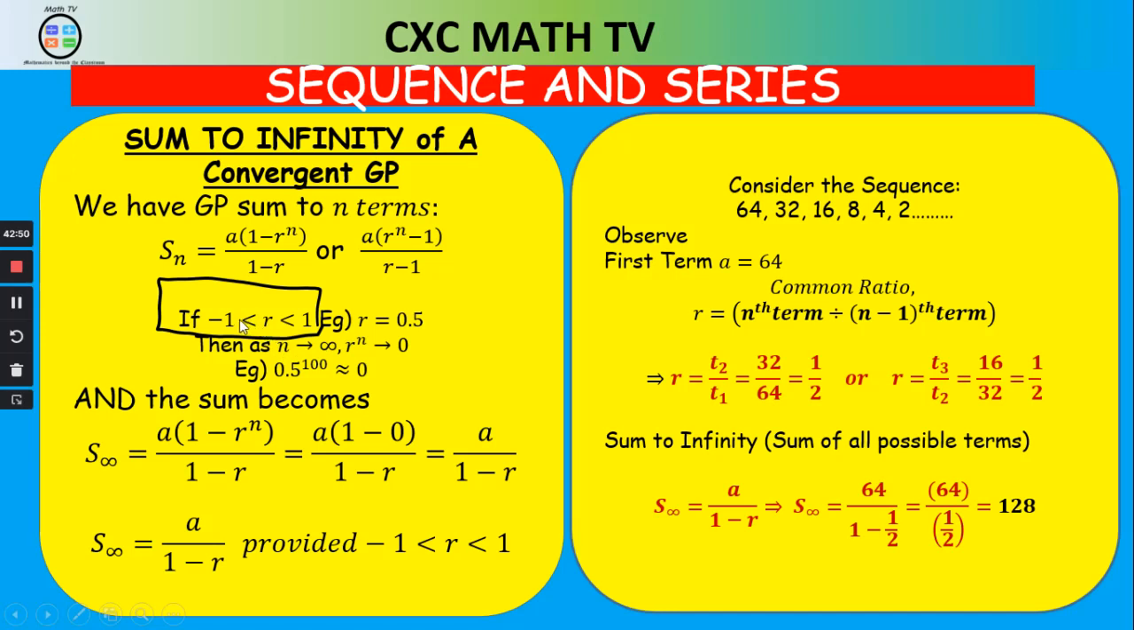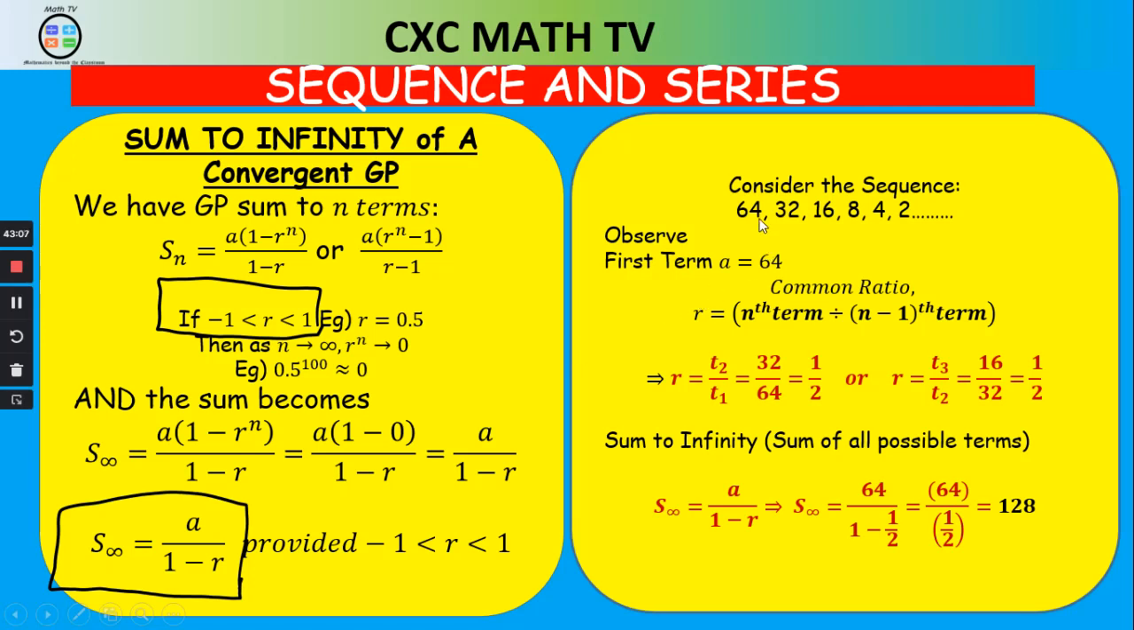Now, when r is between 1 and -1, something unique happens. That means r to the n will tend to 0. Since r to the n tends to 0, this is what we call the sum to infinity formula. So the sum to infinity formula applies when it is convergent.